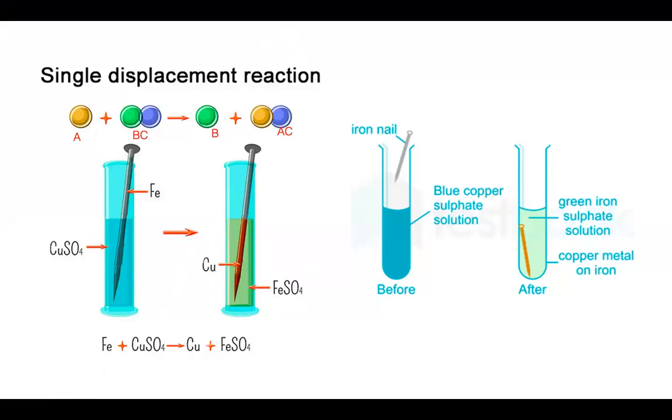You can say iron sulfate. Okay, iron sulfate, ferric sulfate, anyway. Then the nail will turn into some brown color. It's not brown actually, but it will turn into copper color.